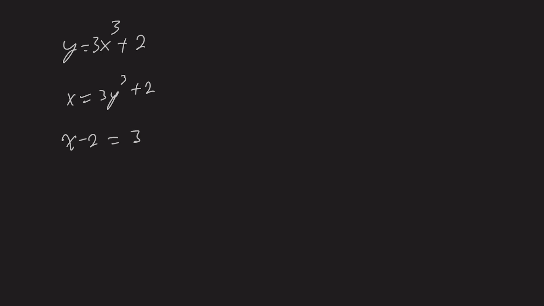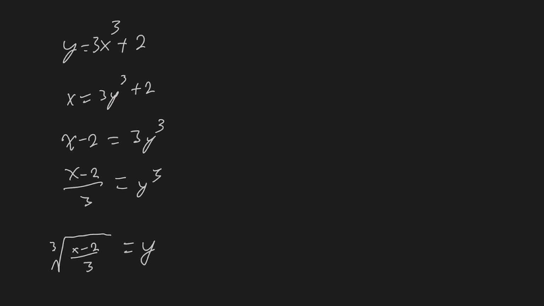X minus 2 equals 3y to the third. X minus 2 over 3 equals y to the third. And then I'm going to take the cube root of both sides. So the cube root of x minus 2 over 3 equals y. So this, my friends, is the inverse. Nice and easy. Okay? The bottom function is the inverse of the top function. The top function is the inverse of the bottom function.